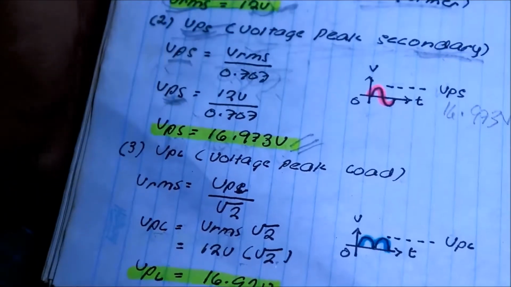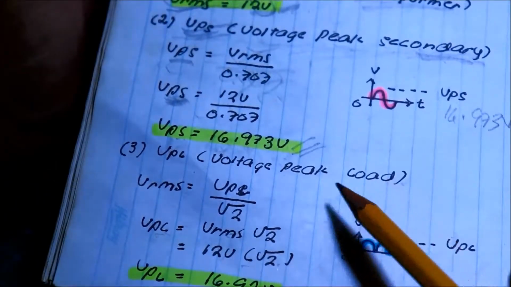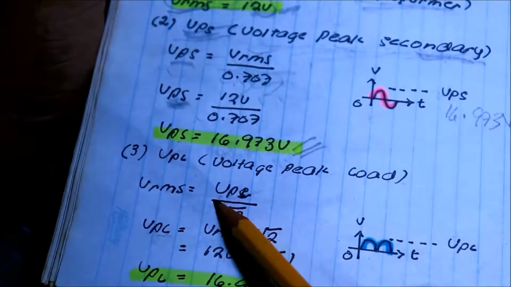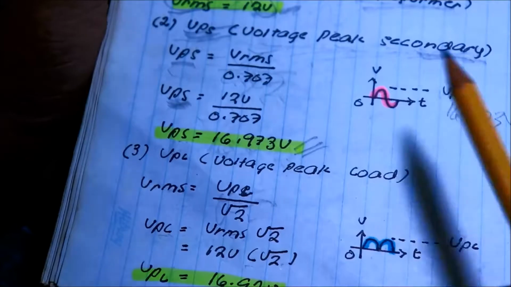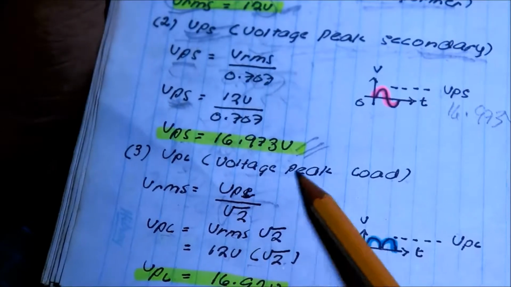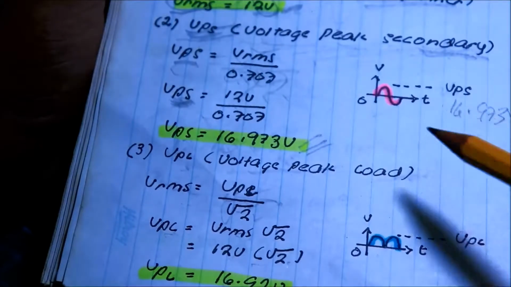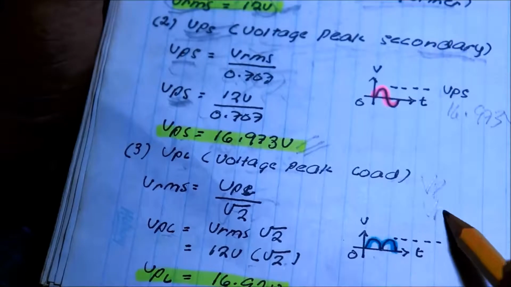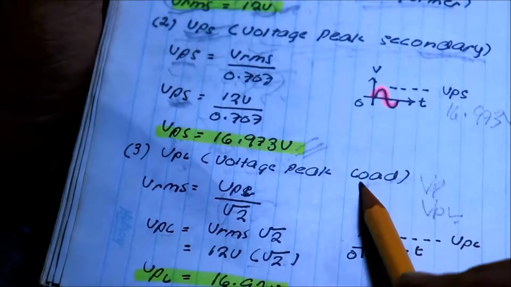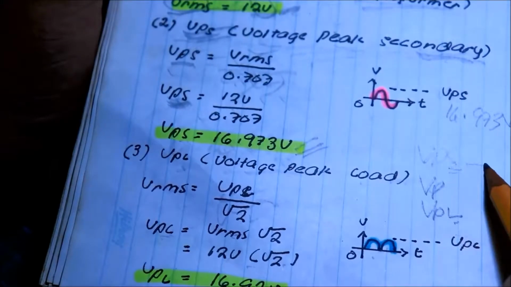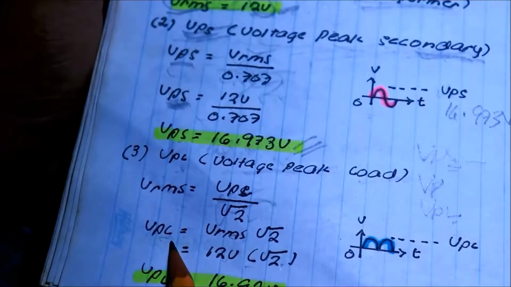You can compute the voltage peak of the load using the formula VRMS is equal to VPL over the square root of 2. Again, I'm using VPL to denote that this is the voltage peak of the load, because the regular voltage peak is VP. So the L here refers to the load, and the S in VPS refers to the secondary.